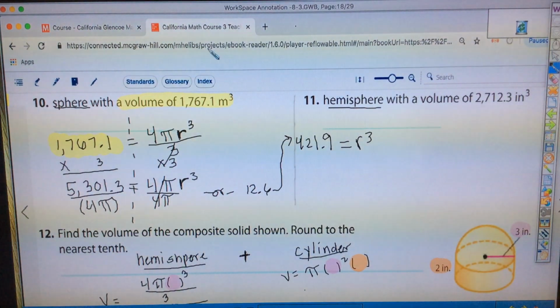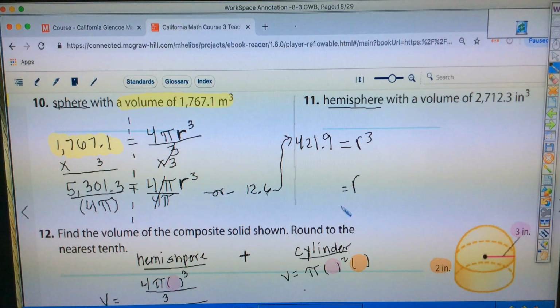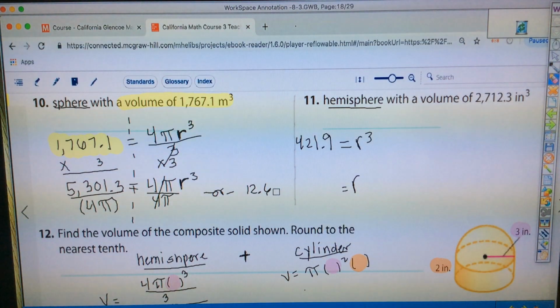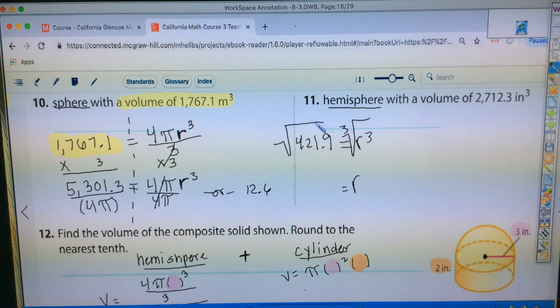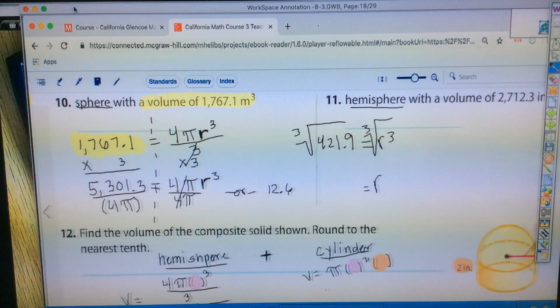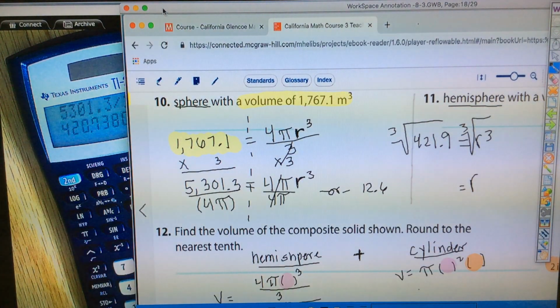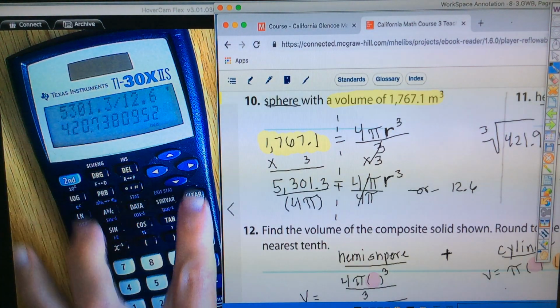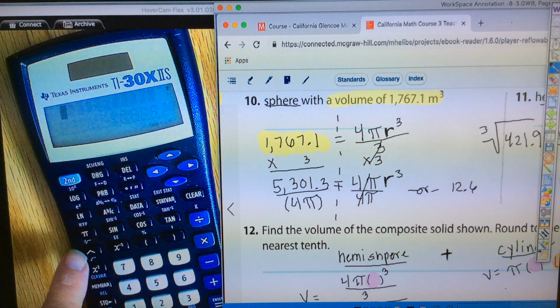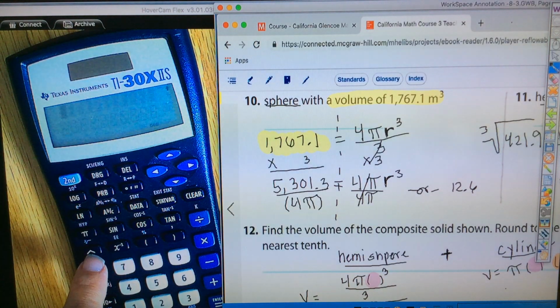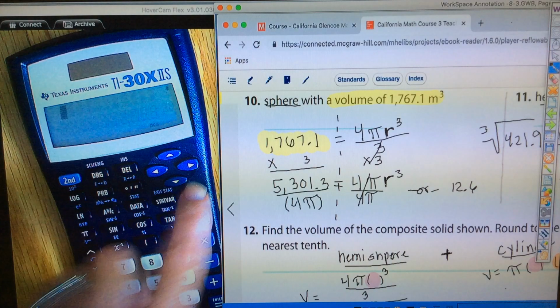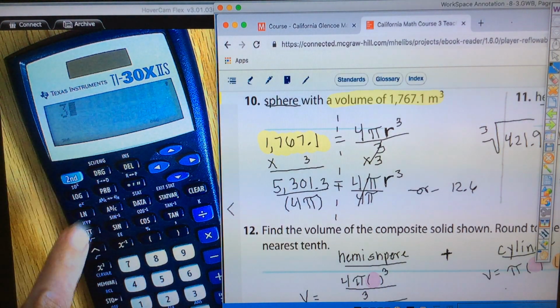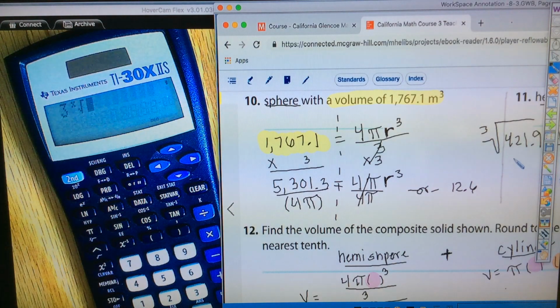Now here's the deal: we don't want to know what r cubed equals. We want to know what r equals. We want to know what the radius is. So how do you undo something that's been cubed? You take the cube root. So you're going to take the cube root of both sides. Let me remind you how to do cube root. Okay, clear. To the power of button, right? So second function, I think you hit 3 first, second function, to the power of, and I'm calling it 421.9.